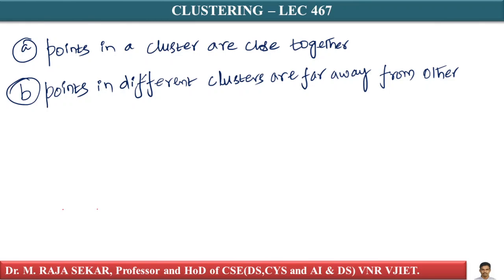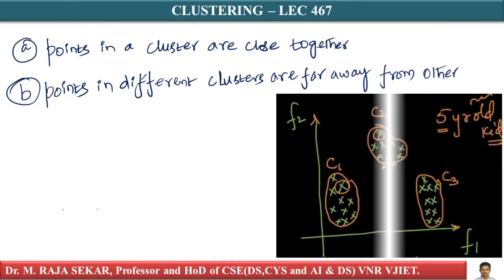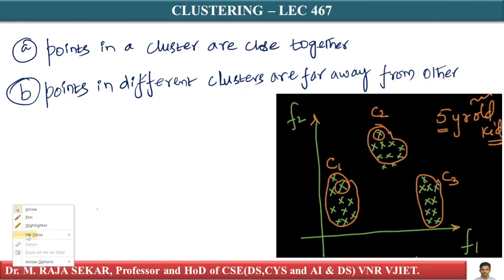For example, if you take this particular point and you take this other point, they are far away from each other, isn't it? These two points are far away, so they are put in different clusters. That's what a 5-year-old kid will see visually.